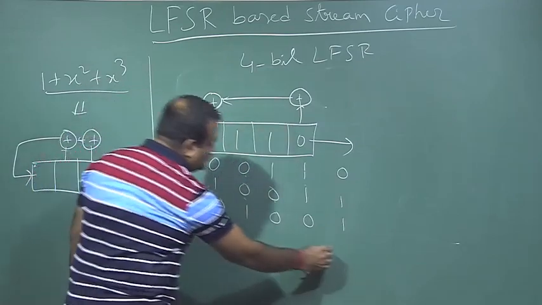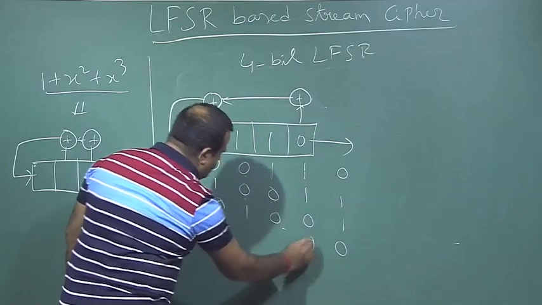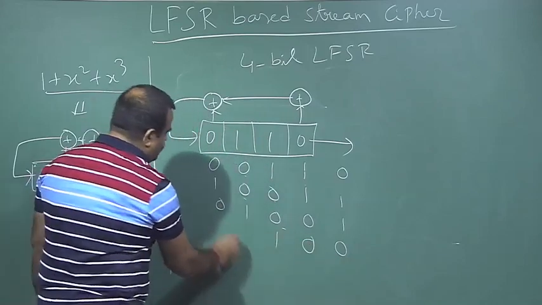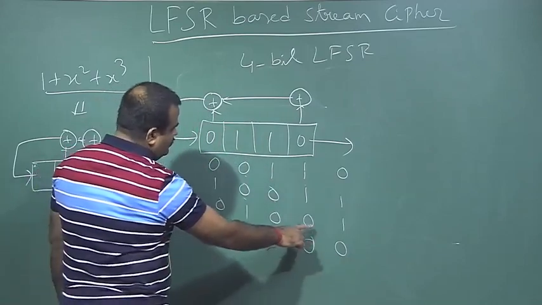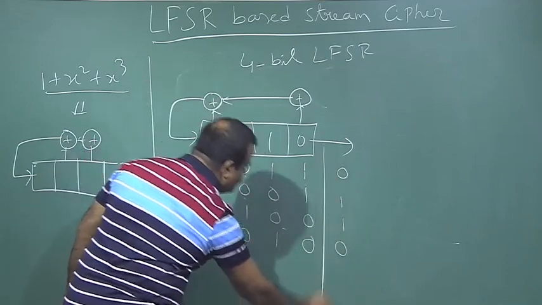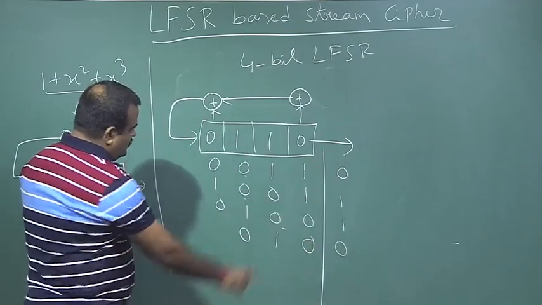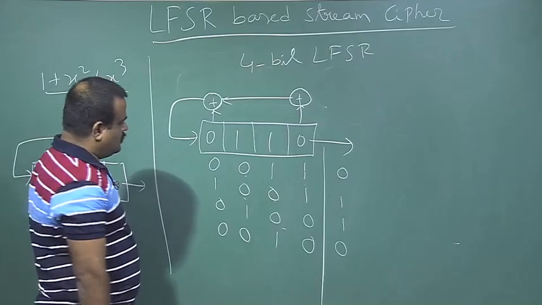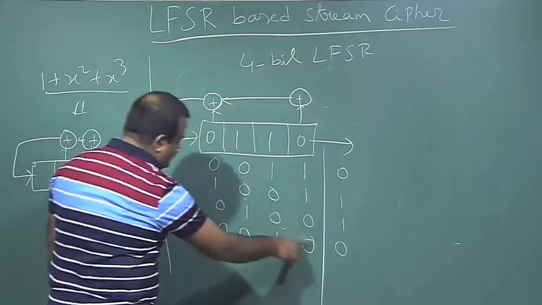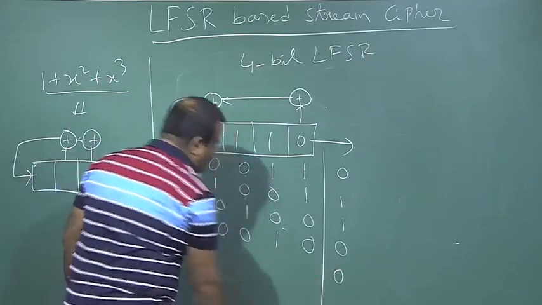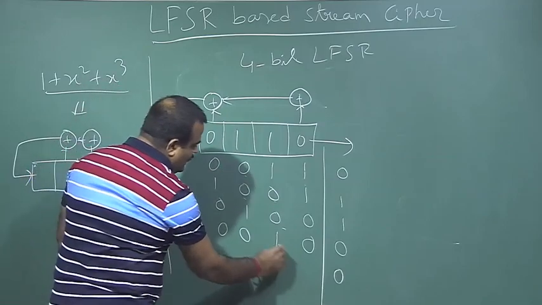So, in the next clocking, this 0 will come here, this will come here, this will come here, this 0 will come here, we XOR this and this. So, this is the keystream bit actually. So, this and this 0 again. So, then this is the current state. So, this will come here and this will come here.